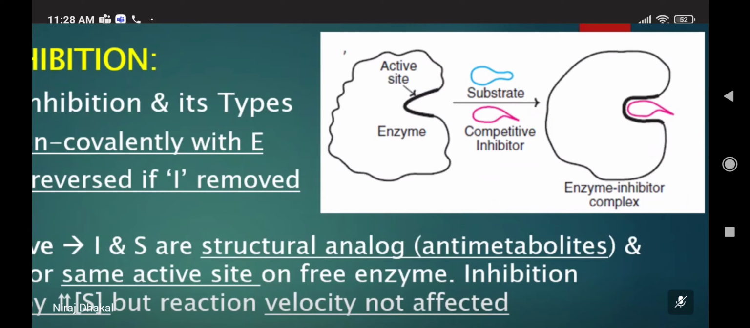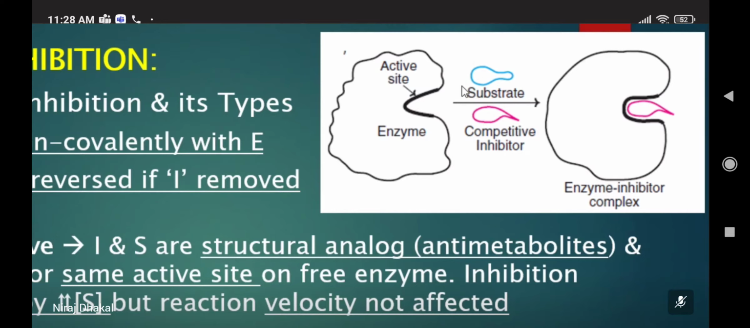It thinks that both of them are its substrate because they are structurally related, structurally similar. And both substrate and inhibitor compete with each other for the same active site. And it depends: if the concentration of substrate is much higher, then substrate will bind with its site in preference to the inhibitor. On the contrary, if the concentration of inhibitor is much higher than substrate, then inhibitor will win the race and it will bind with the active site.